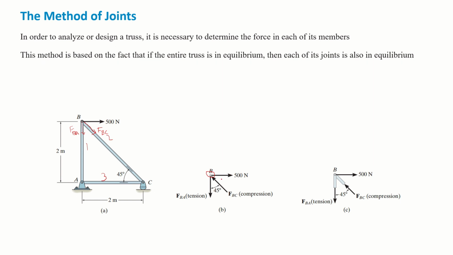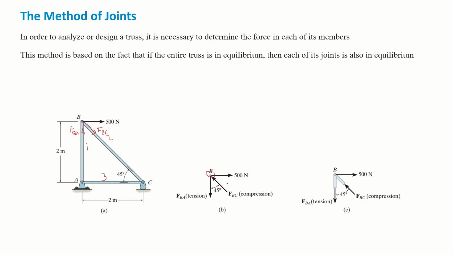And then there comes the direction of these forces. First we know the direction of this 500 Newton force, which is given, and we can see that it is going towards the right side. So to counter this force, we need a force on the opposite side. So FBC should be on the left side, pointing towards the joint B.